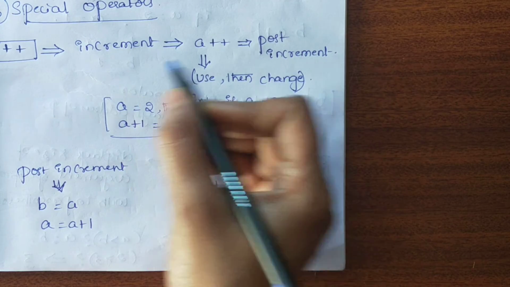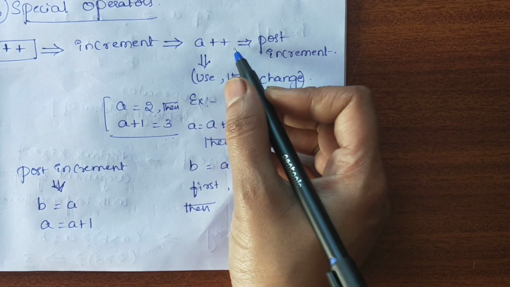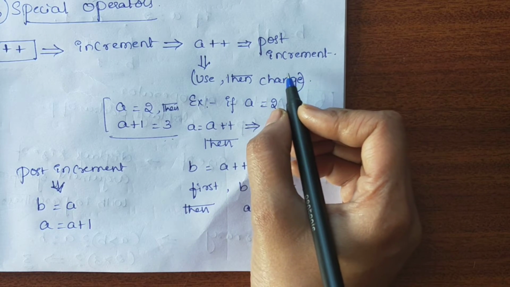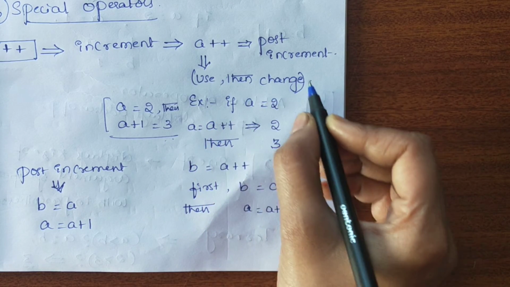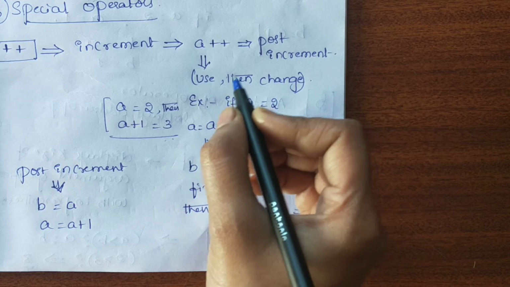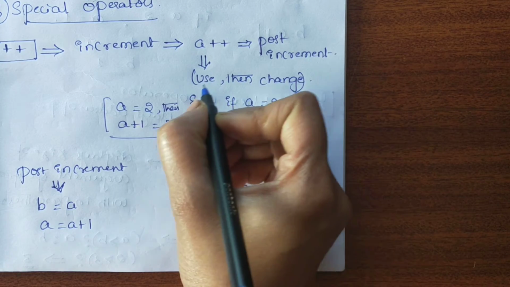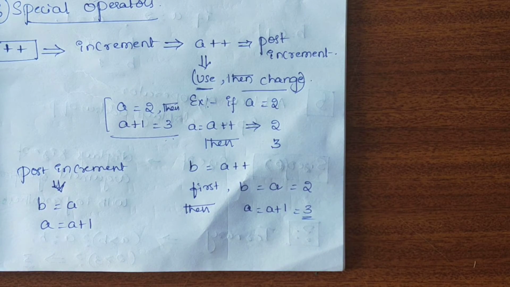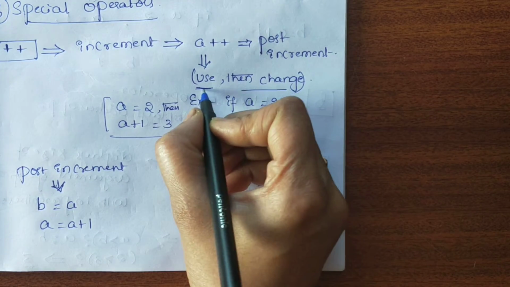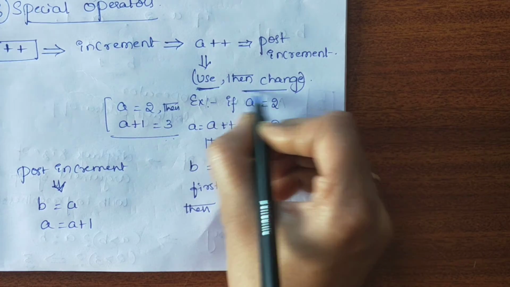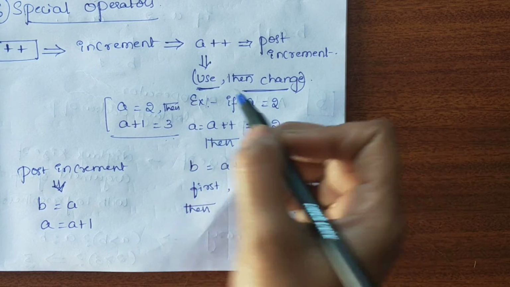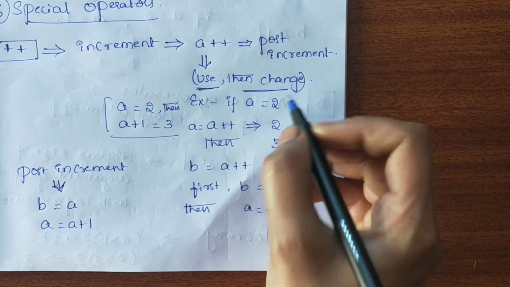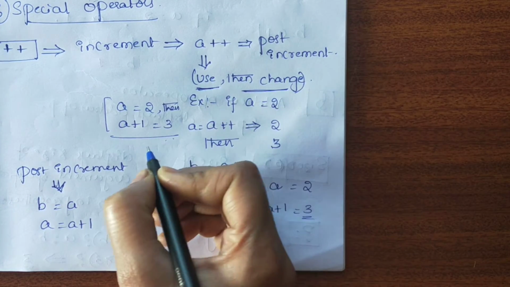In the increment operator we have two types, a plus plus and plus plus a, that is post increment and pre increment. Now let us see the first one, post increment. The meaning of post increment is we will use the value first, then we will change that value. This is the concept we should remember. It means first we will use the value whatever is given and then we increment it by 1. That is the post increment.